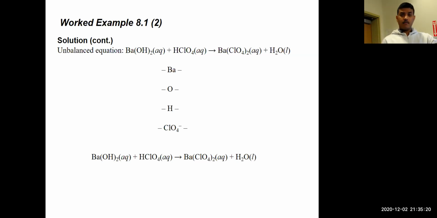So you have the unbalanced reaction on the top, and I'm going to work on how to balance this chemical reaction, just like the previous step. So let's start from here. Before I start, let me highlight what a polyatomic anion is. ClO4 is a polyatomic anion.